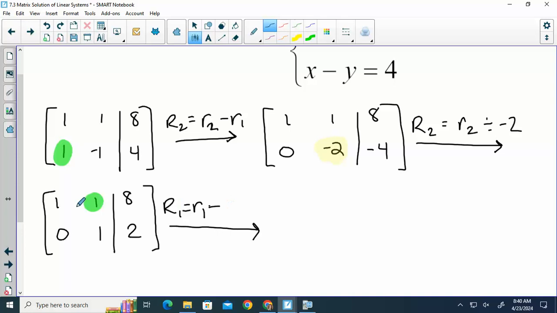Minus, you can't just subtract 1 from everything though, but we can subtract row 2. So 1 minus 0 is still 1. 1 minus 1 becomes 0. And 8 minus 2 becomes 6. Now what?